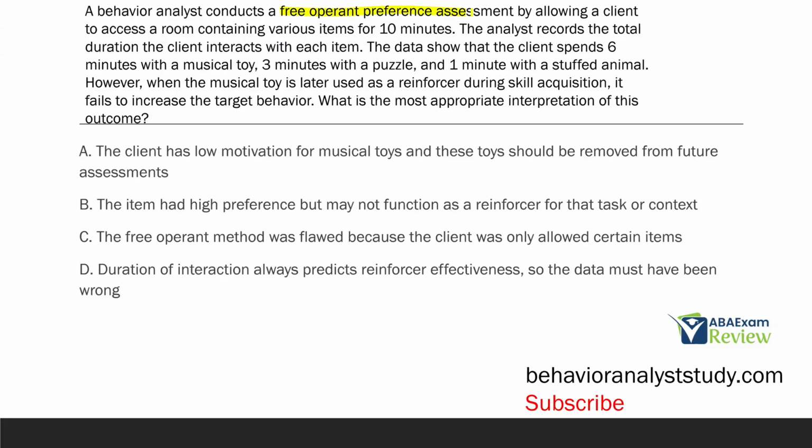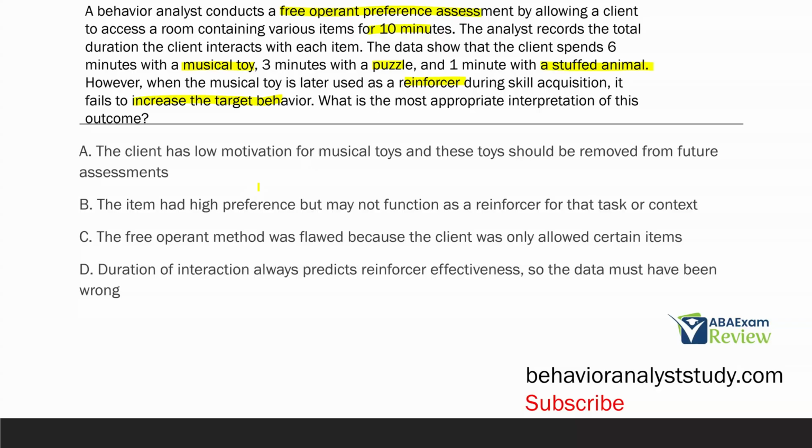We did a free operant assessment for 10 minutes. The client spent the most time with the musical toy, the puzzle, then the animal. However, when they used the musical toy as a reinforcer, it did nothing. Why? Well, it did not increase the target behavior. It wasn't reinforcing. How would you interpret this outcome?